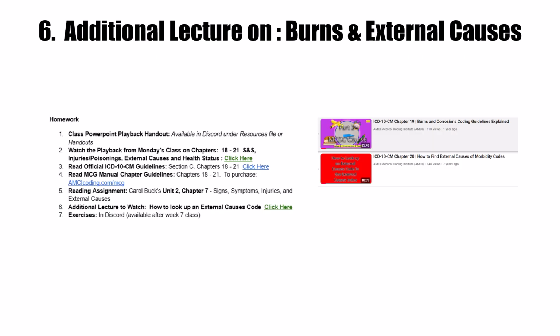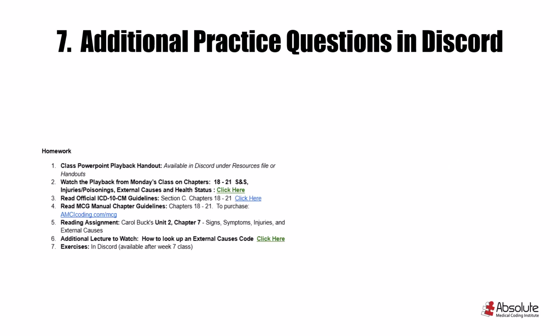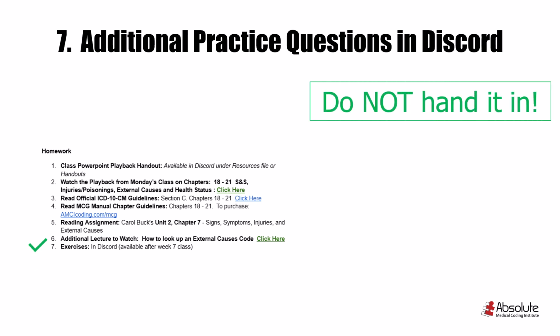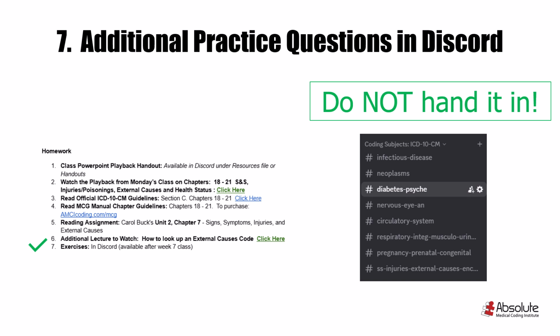And number six, we have some additional lectures for you, one on burns and one on external causes and how to look up the codes. And finally, go get your additional practice questions in Discord. There it is. And don't hand it in because you don't have to. But if you have questions, go ahead and put them in Discord. Whatever section we're on, just go to that section in Discord. Right now, we are in signs, symptoms, injuries, external causes. Put it right there.